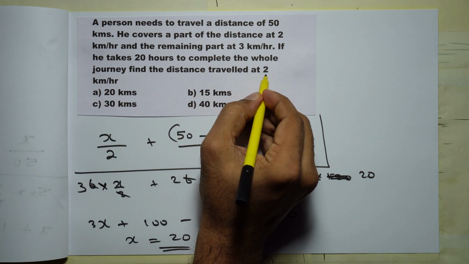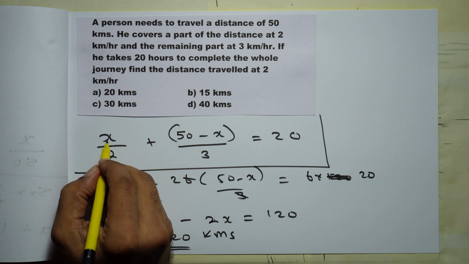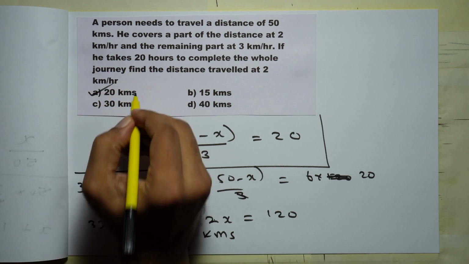Find the distance he travelled at 2 kilometers per hour. We have assumed that initially he travels x kilometers at 2 kilometers per hour and x is equal to 20. So option A, 20 kilometers.